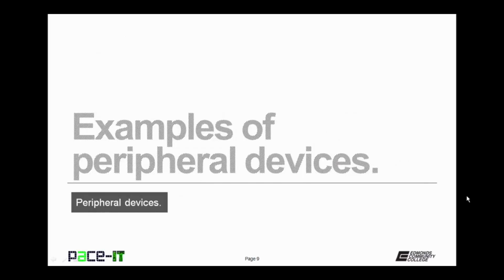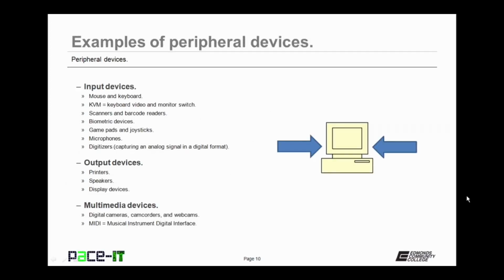Now let's move on to some examples of peripheral devices. There are input devices: keyboards and mice, the KVM, which is a keyboard, video, and monitor switch. There are scanners and barcode readers, biometric devices, game pads and joysticks, microphones, digitizers. Those are used for capturing an analog signal in a digital format. Then there are output devices like speakers, printers, and display devices. And finally, there are multimedia devices: digital cameras, camcorders, and webcams. There's also MIDI, the Musical Instrument Digital Interface, which has a whole bunch of different multimedia devices that can connect to it.